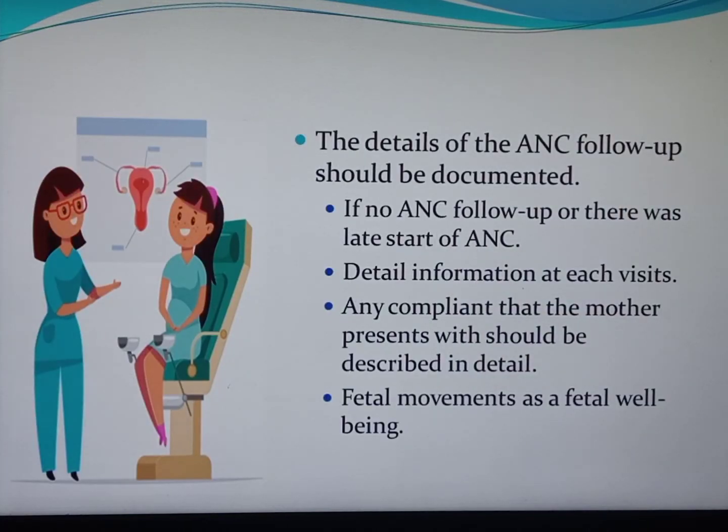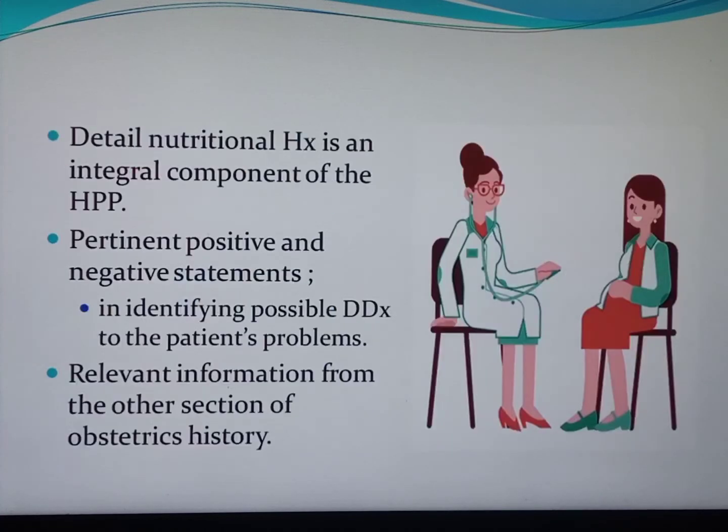The details of antenatal care follow-up should also be documented here. If the woman had no antenatal care follow-up in the previous pregnancy as well, or a late start of antenatal care follow-up, we need to mention the reason. And the details at each visit should be mentioned. What was done? History, physical examination, blood test, urine test. If the woman remembers the results, we can mention them. And also any intervention given during each visit should be elaborated in detail. Any complaint of the woman should be asked and should be described in detail. The fetal movement should be asked.